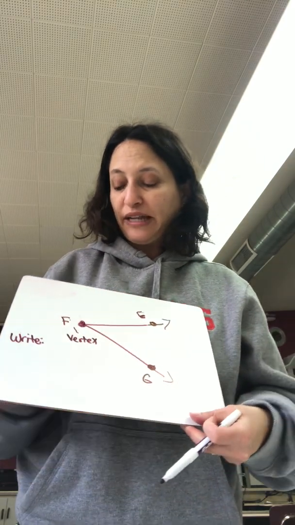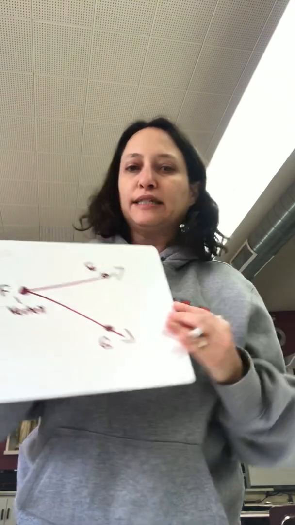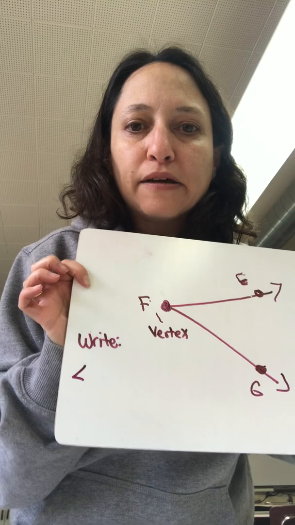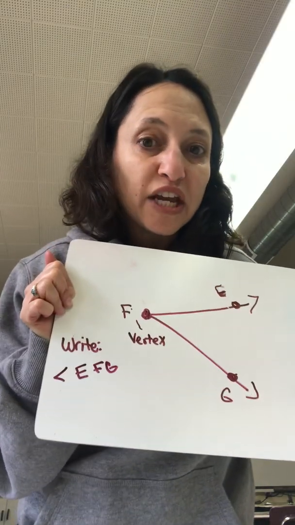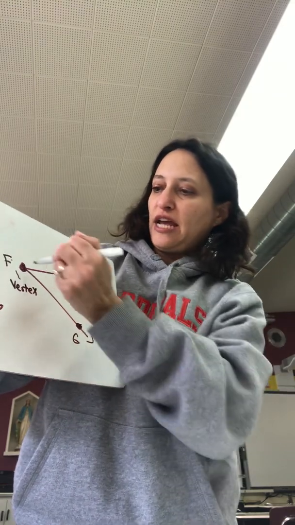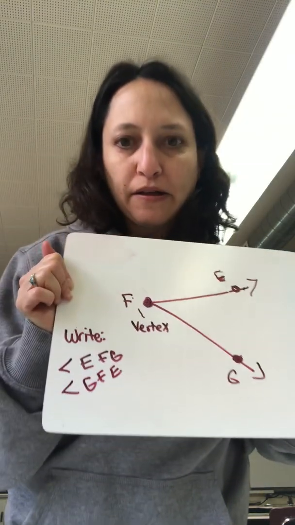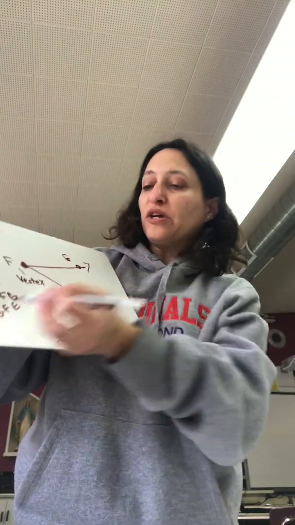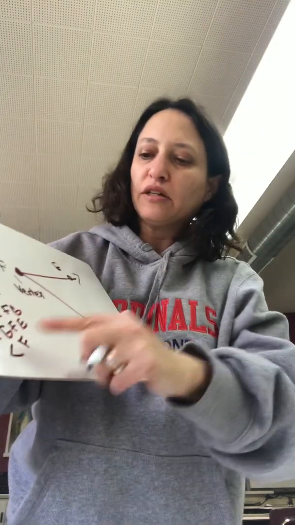Let me show you how to write that. You're going to do a little symbol. It's a little angle symbol. It's kind of like a little L. So you're going to call it angle EFG. You could call it angle GFE. Or you can just call it angle F. That's hard to see, but you could just call it that.